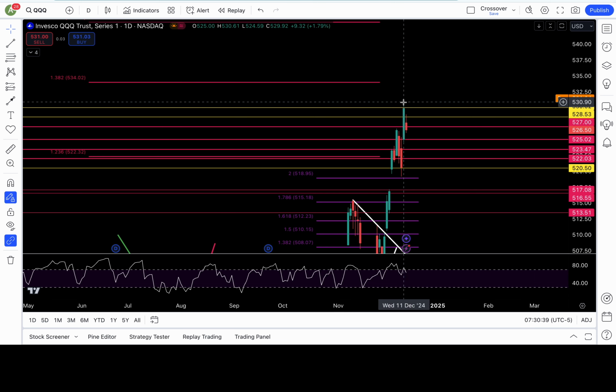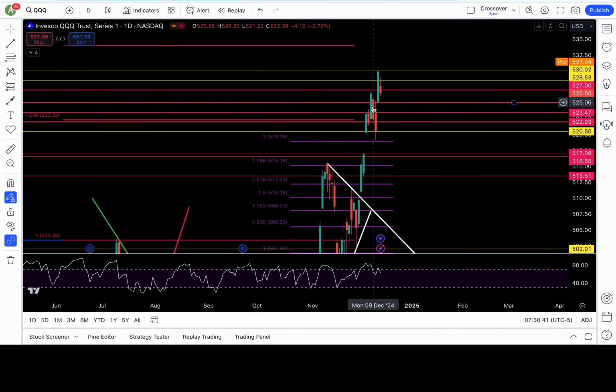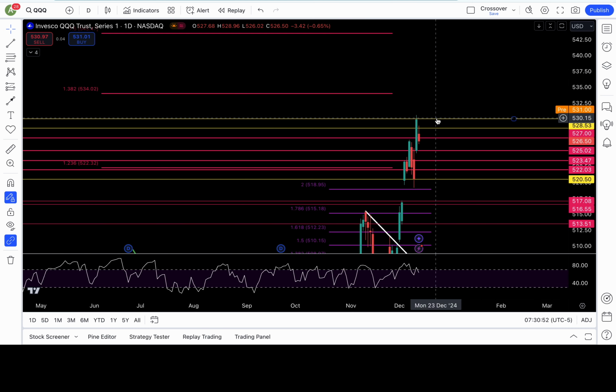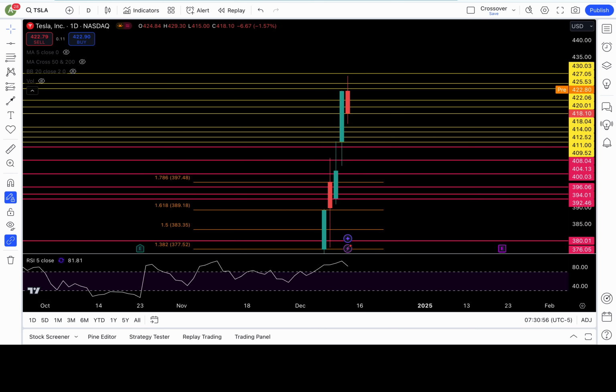So if you want to use that, that's fine. But either way, bulls take back control below 524.5. But if they want to avoid a new all-time high, they're going to need to break back below 530 and send Triple Q back down. Otherwise, 532 and 534 are targets.